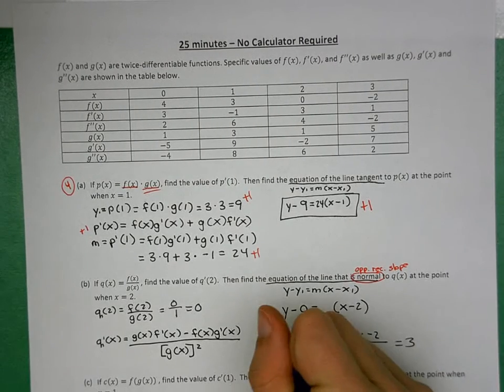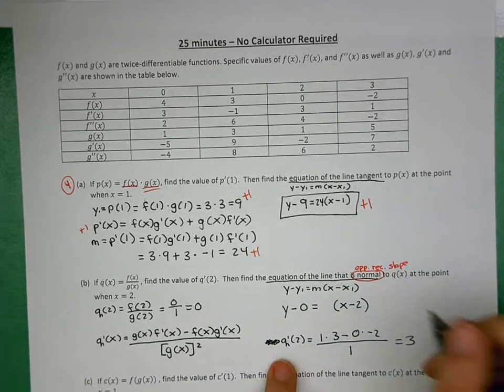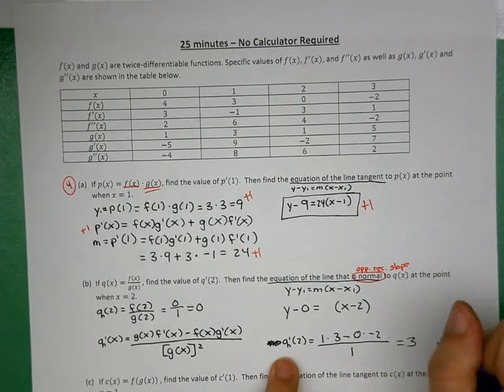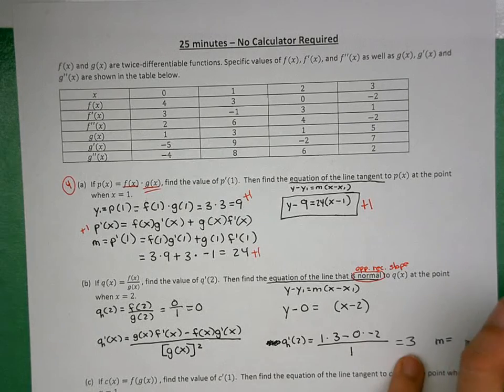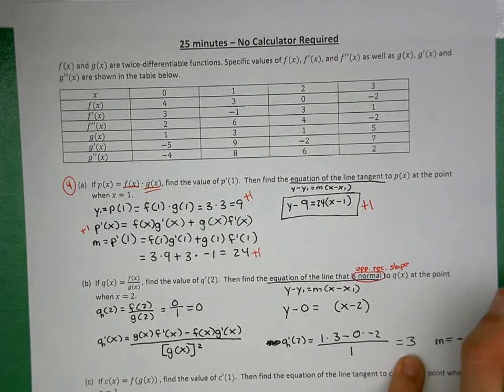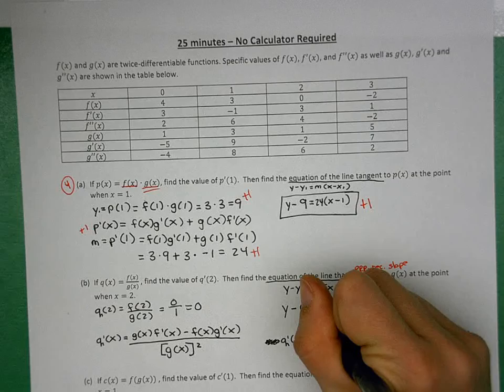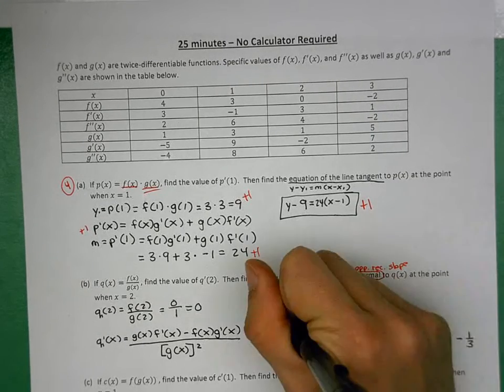I actually shouldn't call that m, because m, remember, is going to be the opposite reciprocal. And so opposite would be negative, reciprocal would be 1/3. And so that would be my slope here. Okay?